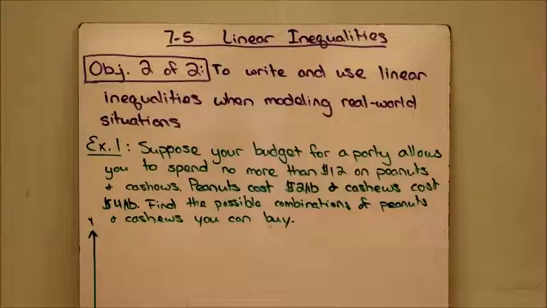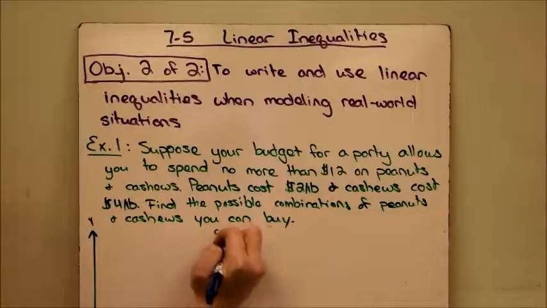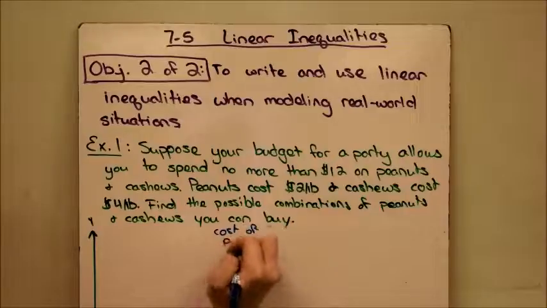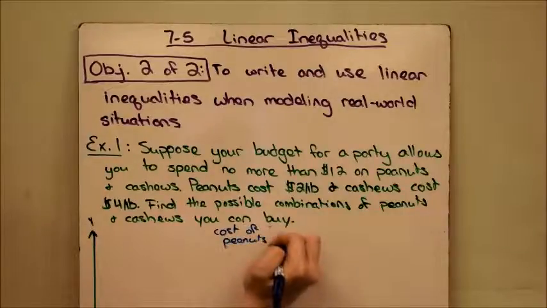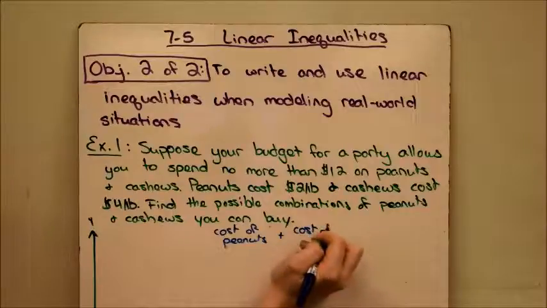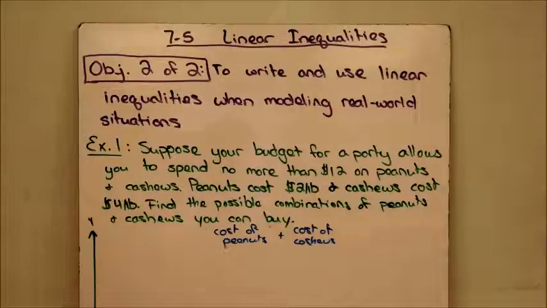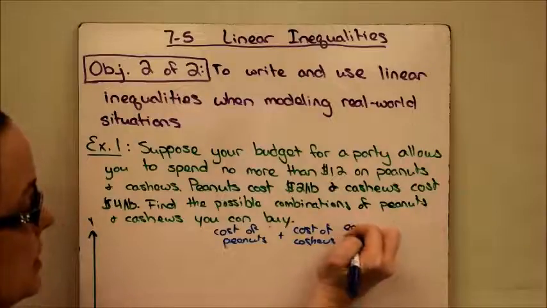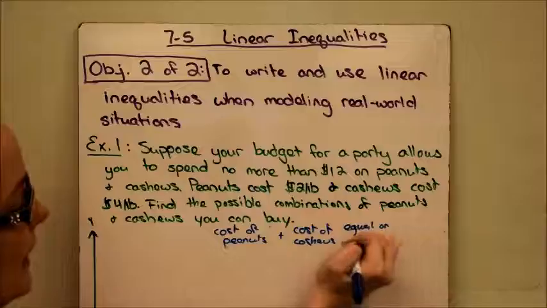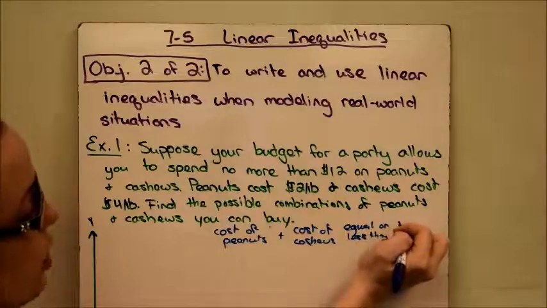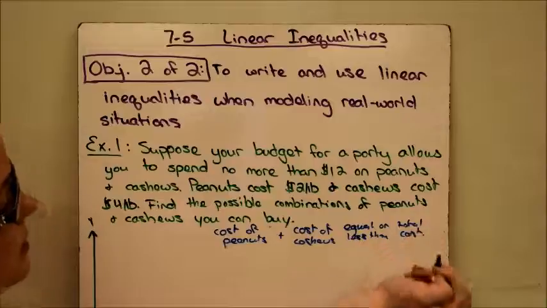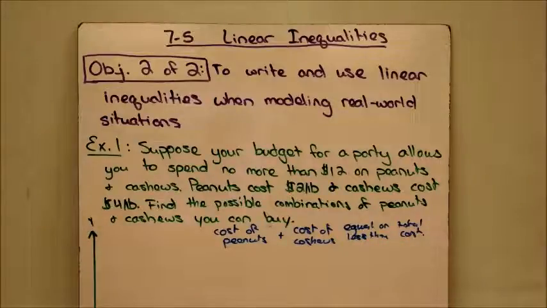So first, what are we asking ourselves? We're asking ourselves the cost of the peanuts plus the cost of cashews isn't equal to, it can be equal to 12, but it has to be equal or less than our total cost. Okay, so sorry my writing's a little sloppy there. I'm trying to fit all of this in.